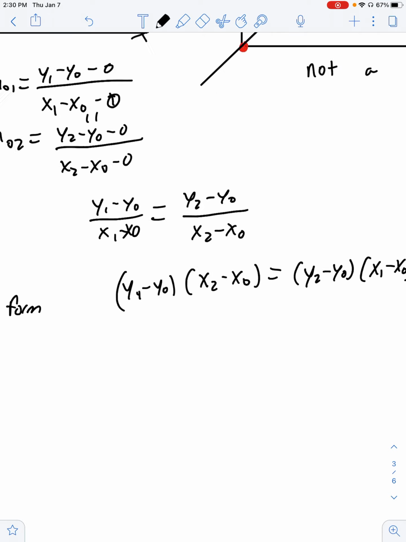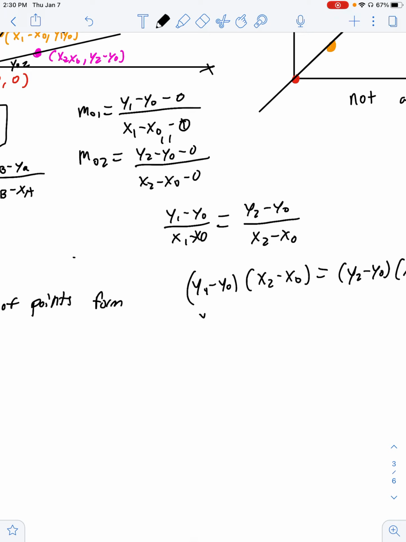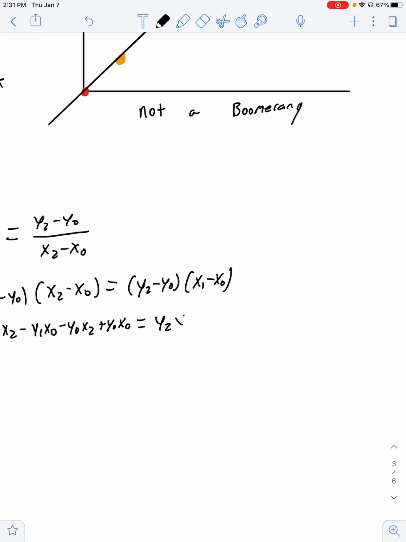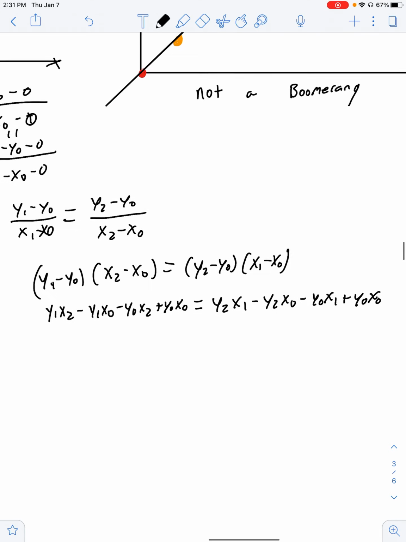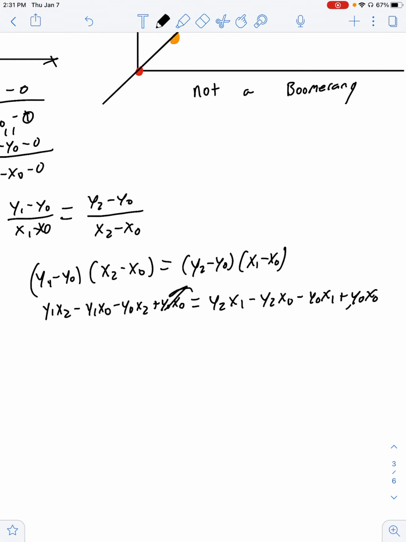And just distribute all these terms. So just bear with me while we do all this. y1, x2 minus y1, x0 minus y0, x2 plus y0, x0 equals y2, x1 minus y2, x0 minus y0, x1 plus y0, x0. Something nice that can be seen here is that these y0 terms actually cancel, which is kind of cool. Now I'm going to move everything to the left side, and it's going to look a little weird because I'm just moving terms to get a nice looking pattern.